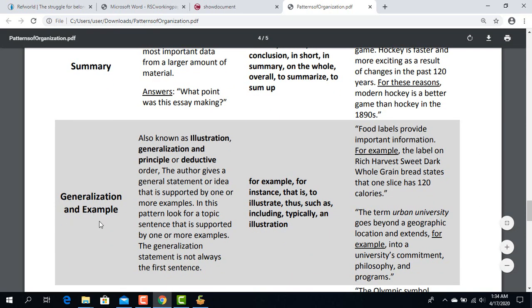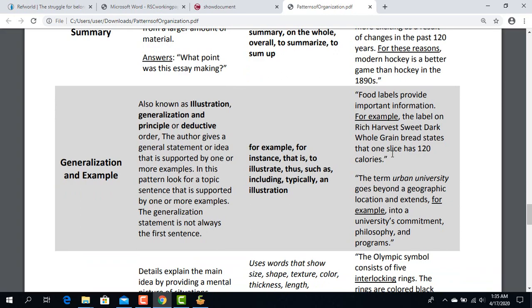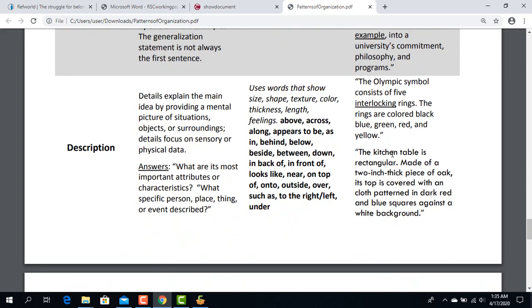One more: exemplification, illustration. All of these are when the author gives you a general statement and then supports this statement with more examples. Here we use: for example, for instance, that is, to illustrate, thus, such as, etc. Example: food labels provide important information. For example, the label on Harvest Wheat dark whole grain bread states that one slice has 120 calories. So when you give something and then support this issue with examples, the pattern between the sentences is exemplification, and that's it for today.